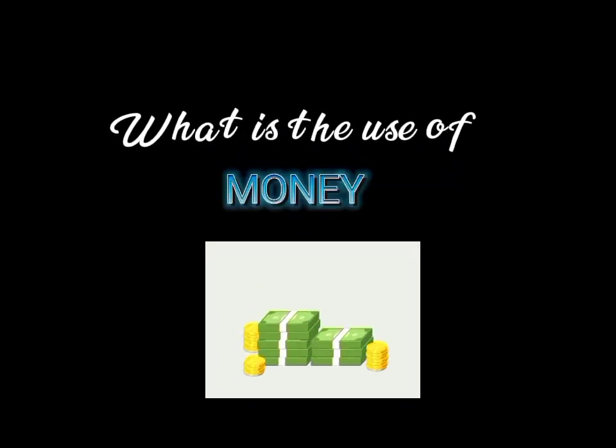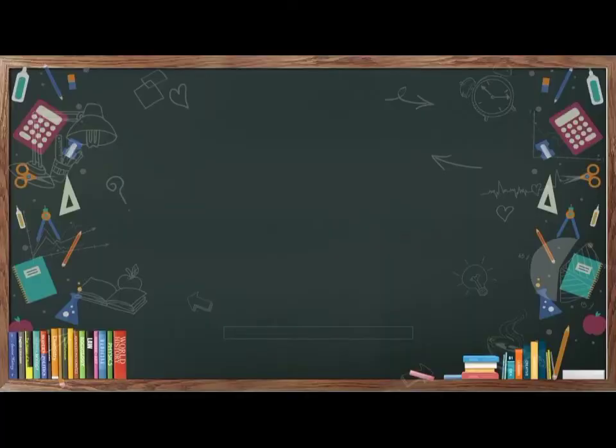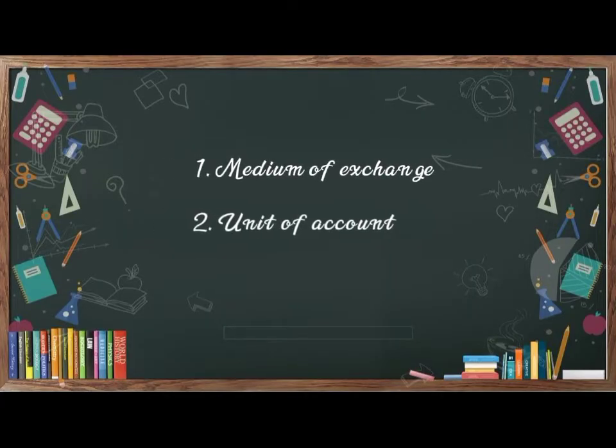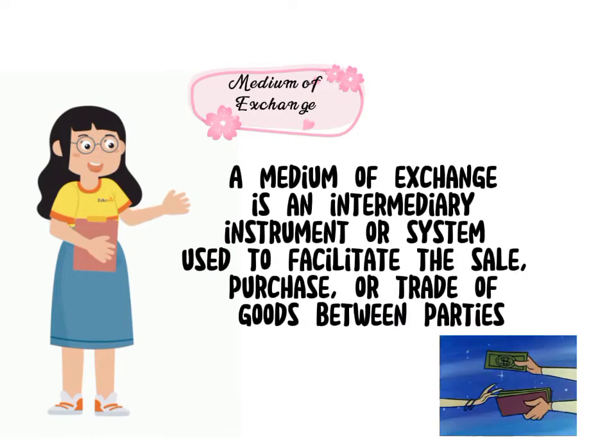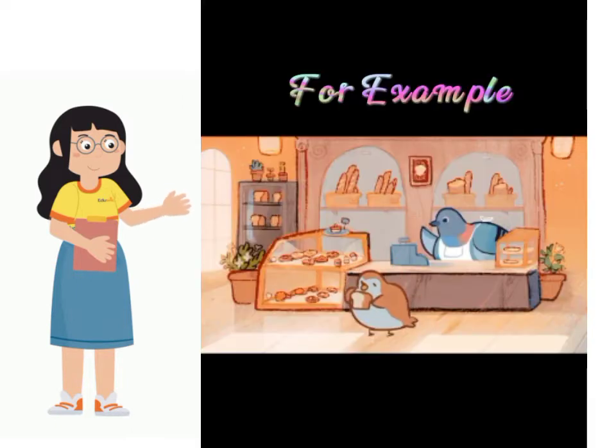What is the use of money? Money is used as, first, medium of exchange, second, unit of account, and lastly, store of value. A medium of exchange is an intermediary instrument or system used to facilitate the sale, purchase, or trade of goods between parties. For example, you are going to buy a bread. You will give them money and they will give you bread.